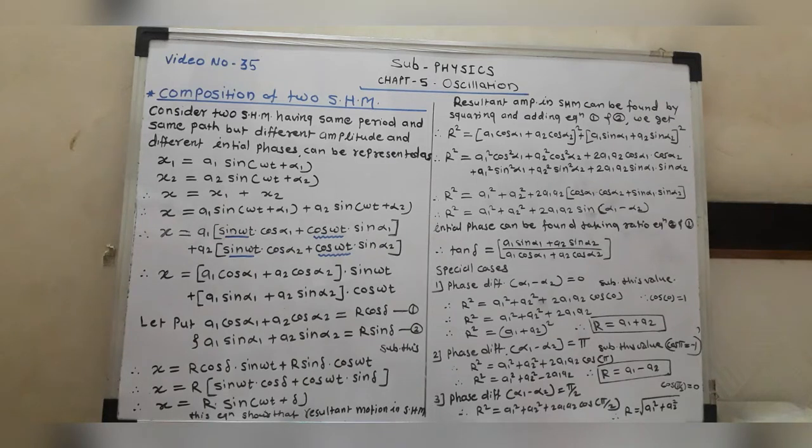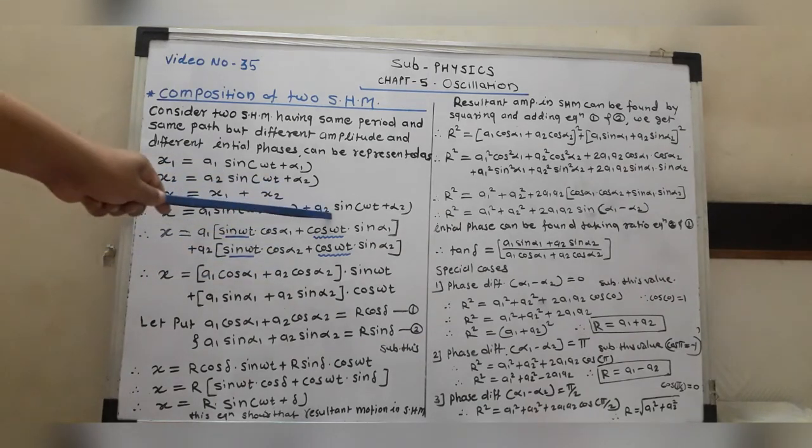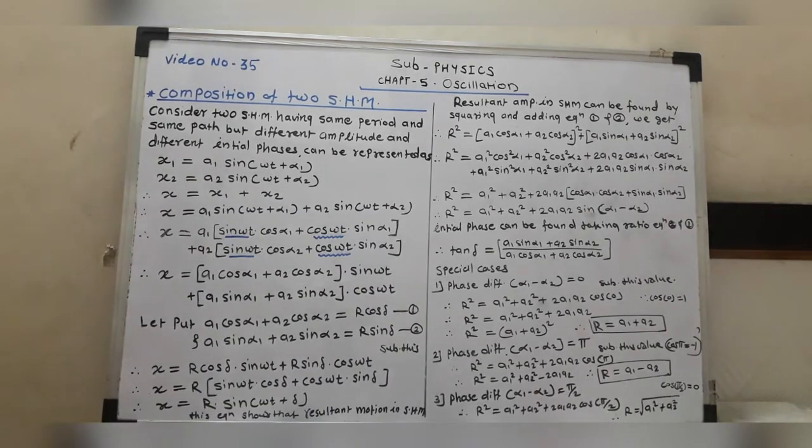Consider the two SHM having the same period and same path but different amplitude and different initial phases, and we write x1 is equal to a1 sin(omega t plus alpha 1) and x2 is equal to a2 sin(omega t plus alpha 2). We have to find the resultant displacement, which is the sum of these two displacements, x is equal to x1 plus x2. Substituting the values, x is equal to a1 sin(omega t plus alpha 1) plus a2 sin(omega t plus alpha 2).